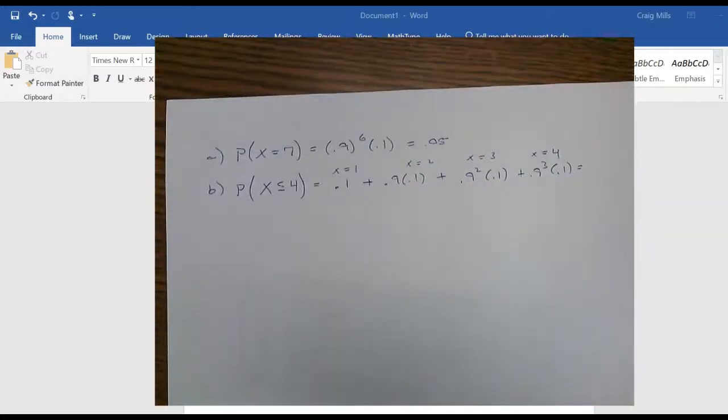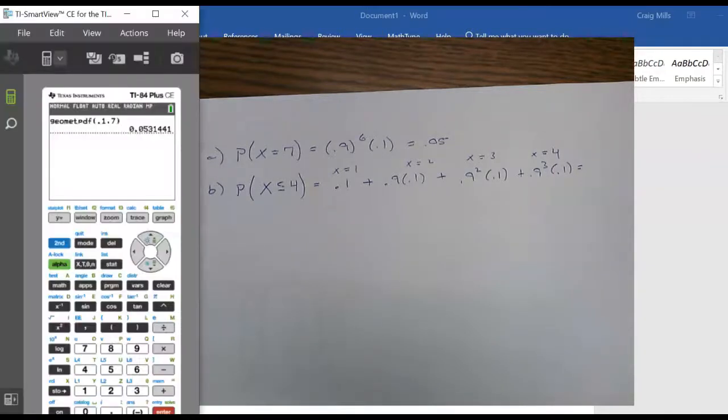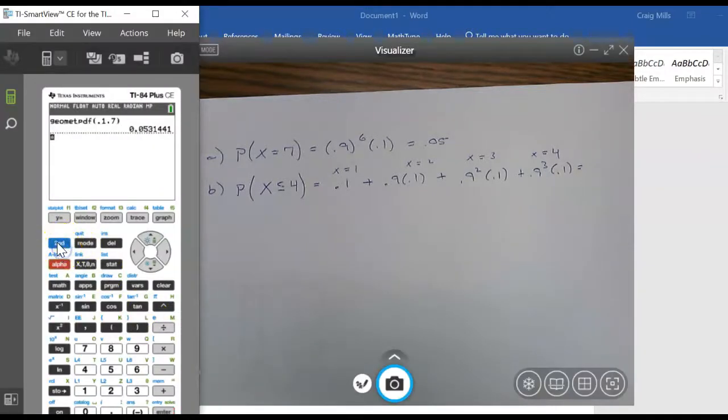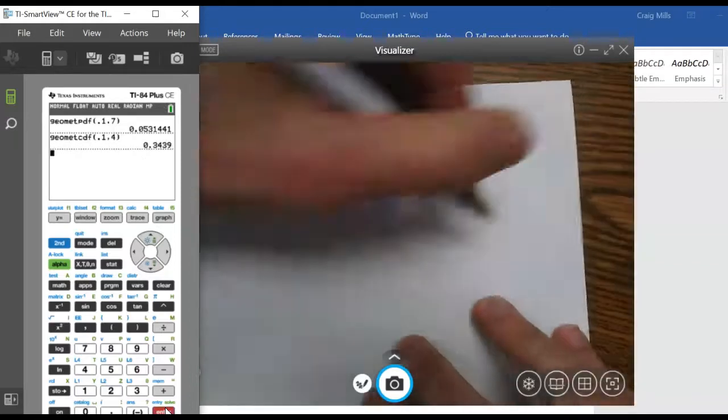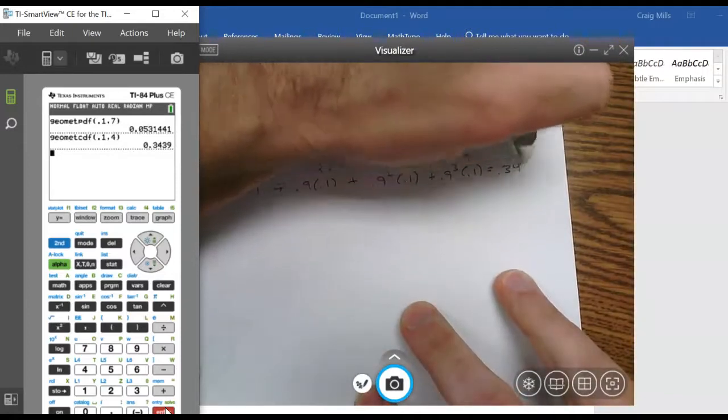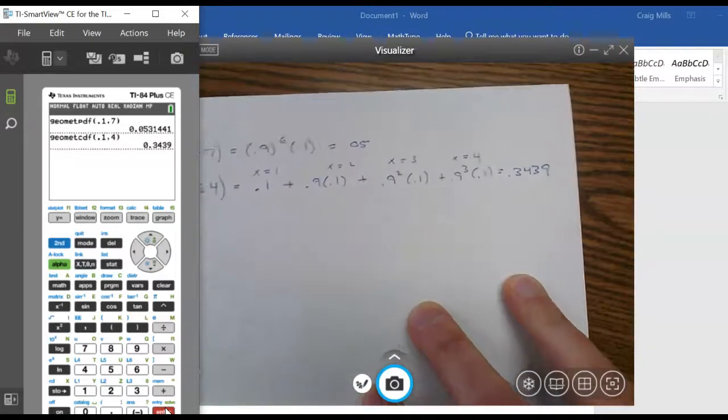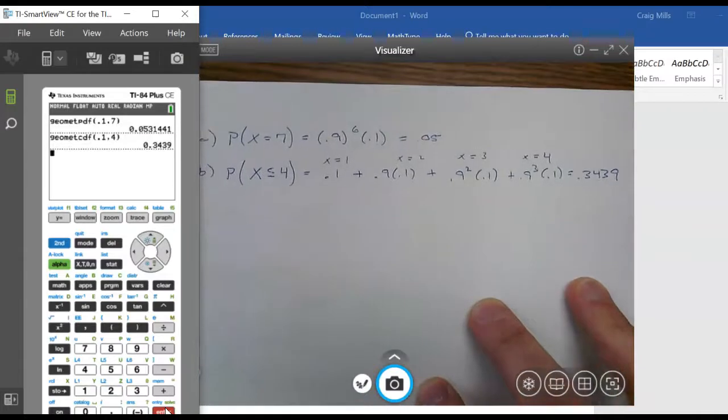So that goes through the probability of finding that first success on any one of the first 4 trials. We can do a shortcut here. If I go to 2nd vars and go to geometric CDF, 0.1 and 4, this is going to sum up the probability that the first success happens on the first, second, third, or fourth trial. So for us, it's a little above 34% chance that that happens.